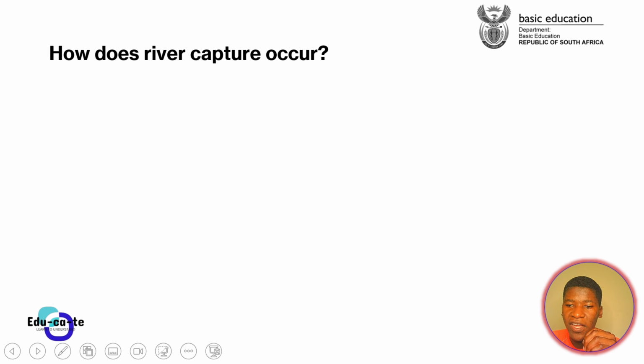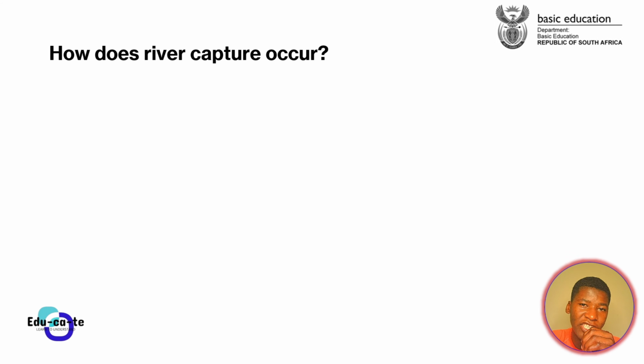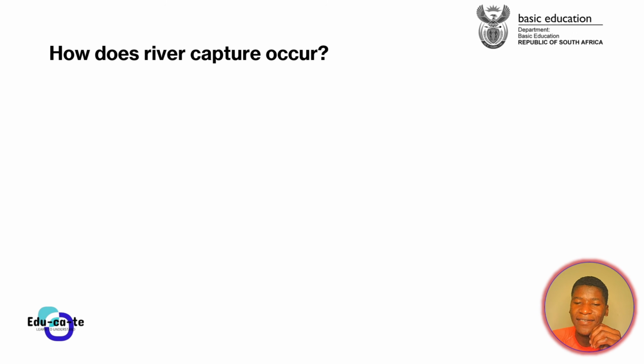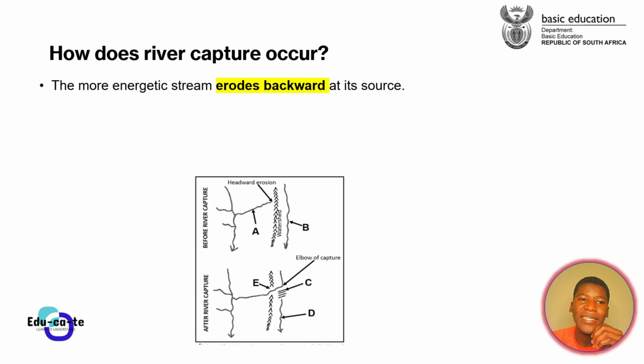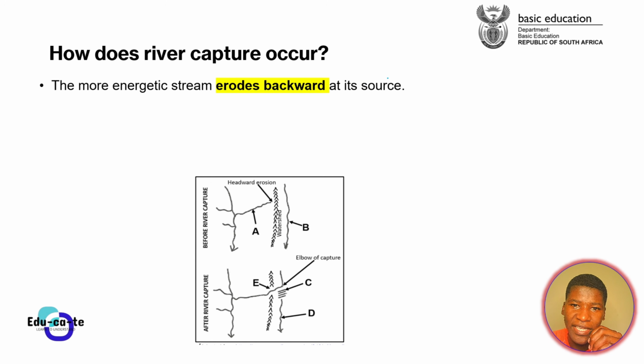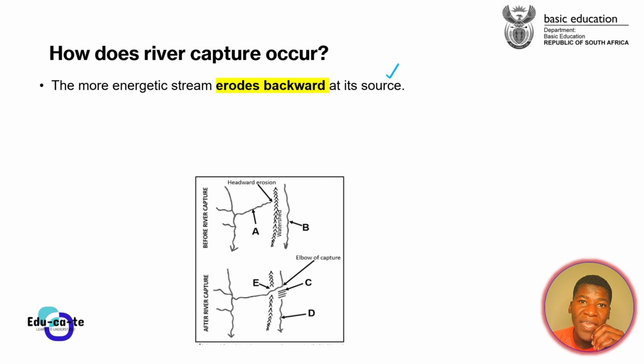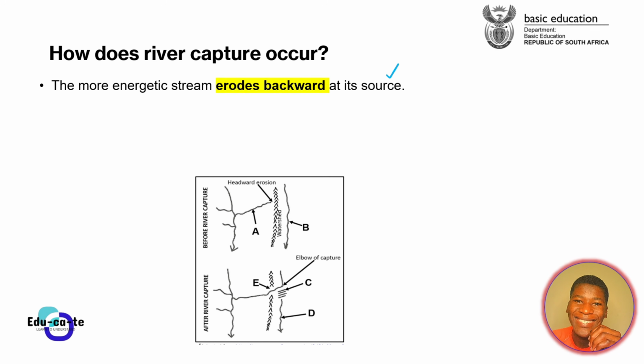Now, how does river capture occur? If they just give you maybe a 3 marks question, it's not something usual to get a 3 marks question in geography, but okay, I don't know whatever marking criteria that they can use. How does river capture occur? How do you explain how river capture occurs? First point, you have got the more energetic stream that is eroding backward at its source, or you can say there is headward erosion at the more energetic stream. So the first process here, we have a more energetic stream and it is eroding backwards at its source.